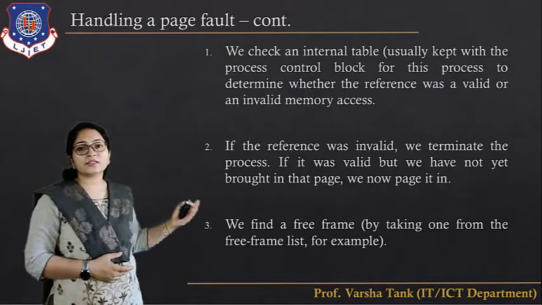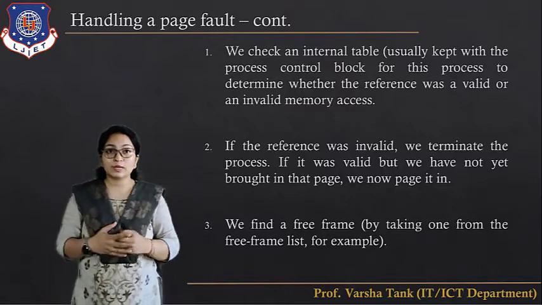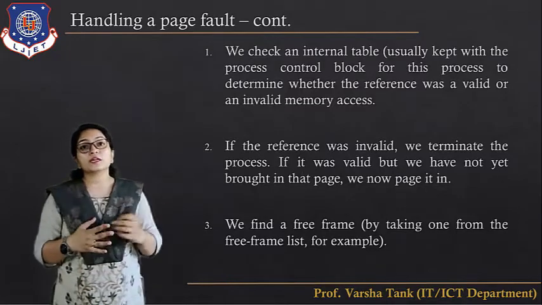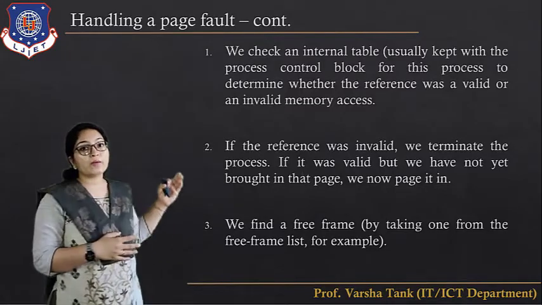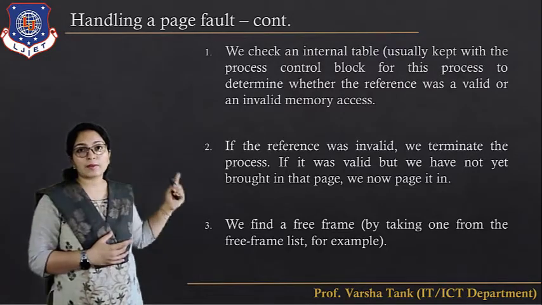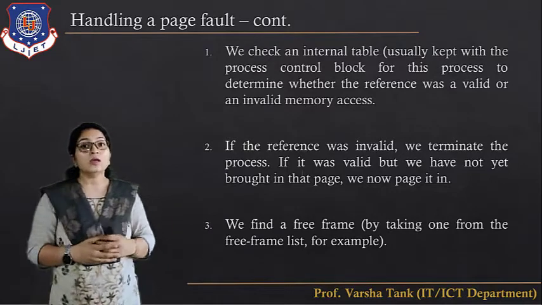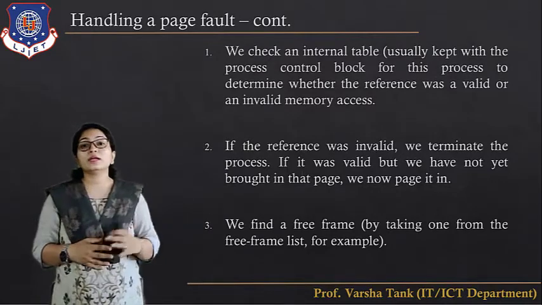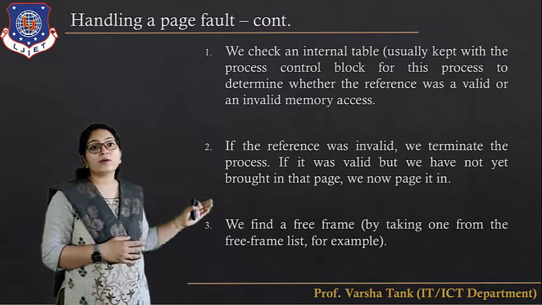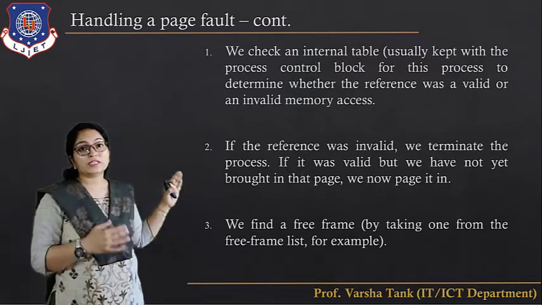And here the steps are written in detail. First, we check an internal table, usually kept with the process control block for this process, to determine whether the reference was a valid or invalid memory access. That is step number 1. In step number 2, if the reference is invalid, we terminate the process. If it was valid but we have not yet brought in that page, we now page it in.